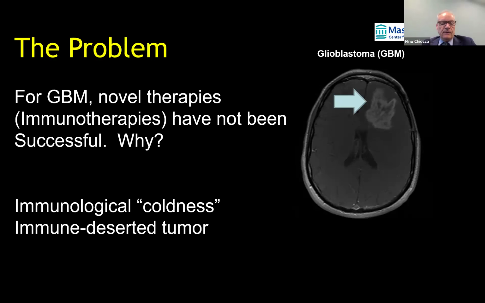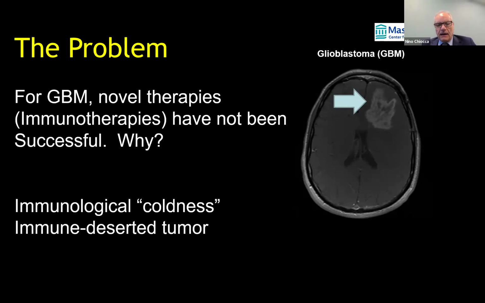One of the reasons why we think immunotherapies don't work is because this is a prototypical immunologically cold tumor, or immunodeserted tumor. What does that mean? What that actually means is that when you take the tumor tissue, you see a rarity, very few tumor-fighting lymphocytes or T cells inside that tumor.